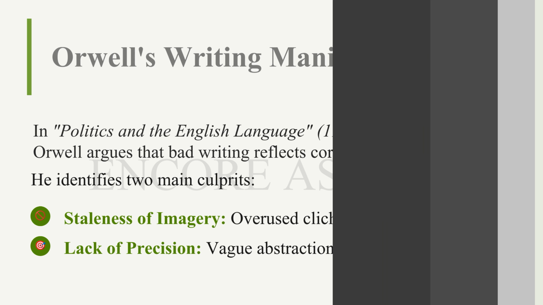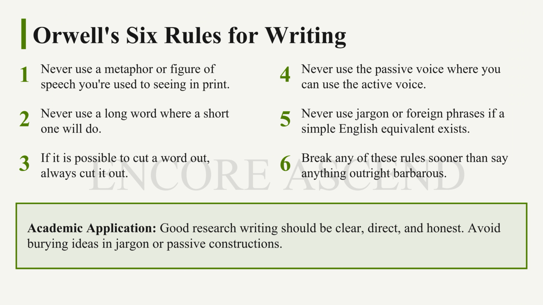To improve writing, Orwell proposes six famous rules. First, never use a metaphor, simile, or figure of speech that you are accustomed to seeing in print. Second, never use a long word where a short word will do. Third, if it is possible to remove a word, always remove it. Fourth, never use the passive voice when the active voice is available. Fifth, never use a foreign phrase, scientific term, or jargon word if any everyday English equivalent exists. Sixth, break any of these rules rather than saying something outright barbarous.